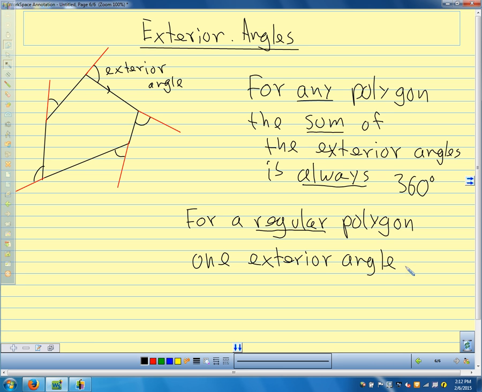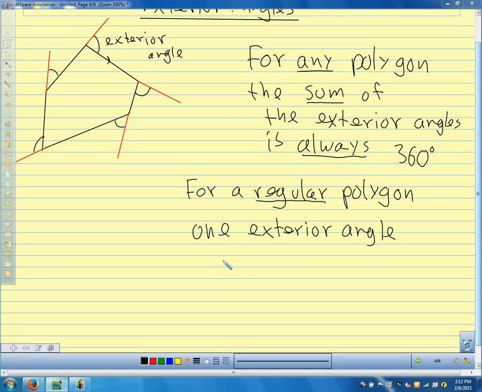One exterior angle, if all of them together are 360 degrees and all of them are the same, how would we figure out what one of them was? What do you think? If all the exterior angles are 360 degrees and they're all the same, how would we figure out one of them? Divide by the number of sides. Perfect. Just like the other one, we just divide by the number of sides. It's 360 degrees divided by n, where n equals the number of sides.